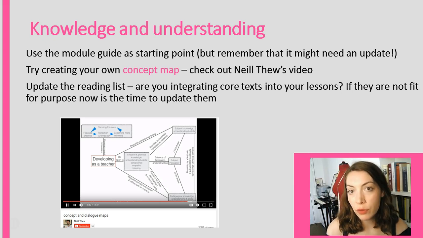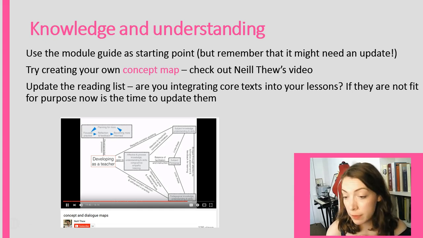So this is a good time to review the reading list, which you'll find at the end of your module guide. There are usually 5 core texts that have been picked out. Review it. If it's not fit for purpose, if it's not current enough, check the dates of publications. Then you might want to update it before you do this. And you can submit your new core text requests to your course leader or to me.